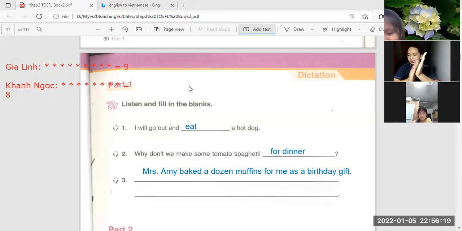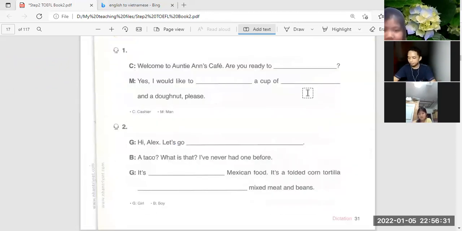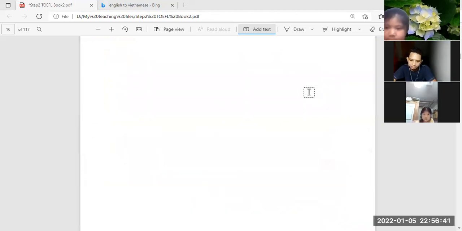Give applause. Can you give applause? Okay, very good. Do you understand everything? Yeah. Do you understand? Yes? Yes or no? Ken Ngok, do you understand?